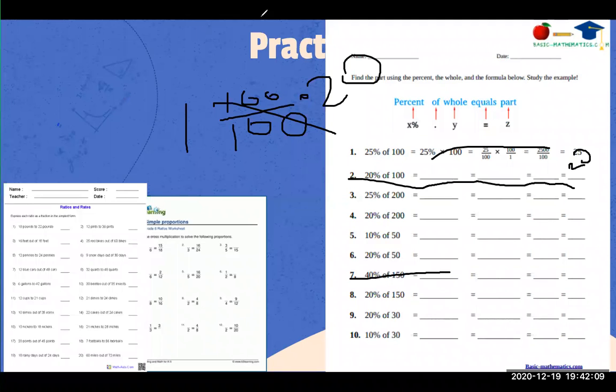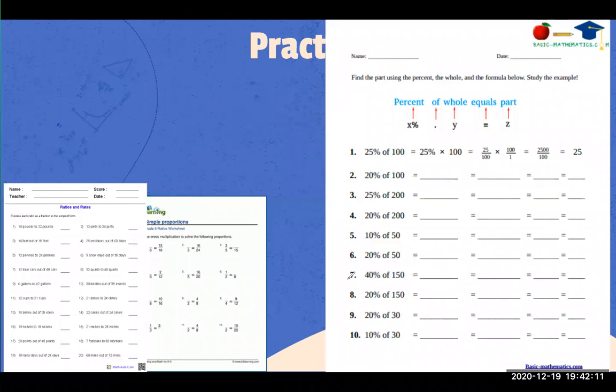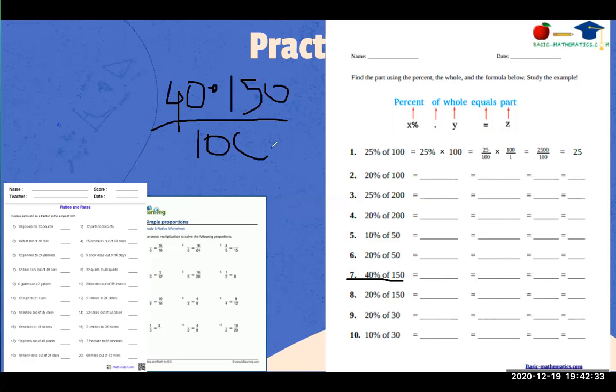I'm just going to do this one. Just clear the screen. I'm going to do number 7. So 40% of 150. So that's 40 times 150 divided by 100. Okay, so with this, we can cross out these zeros and these zeros. So basically, we're just dividing by 10 for each of these. This becomes 15 times 4. And obviously, that's 60. So this is 60.